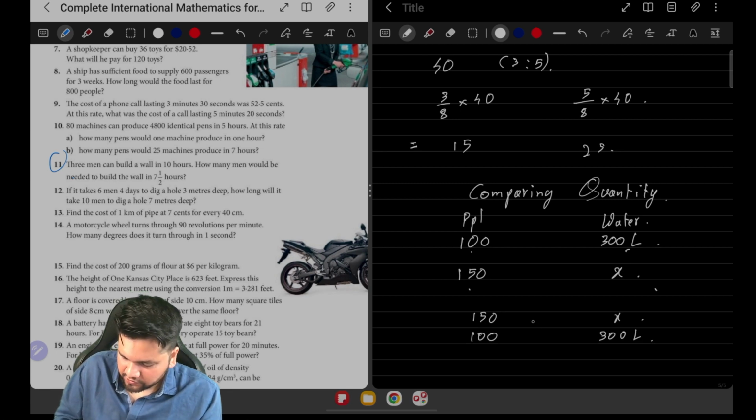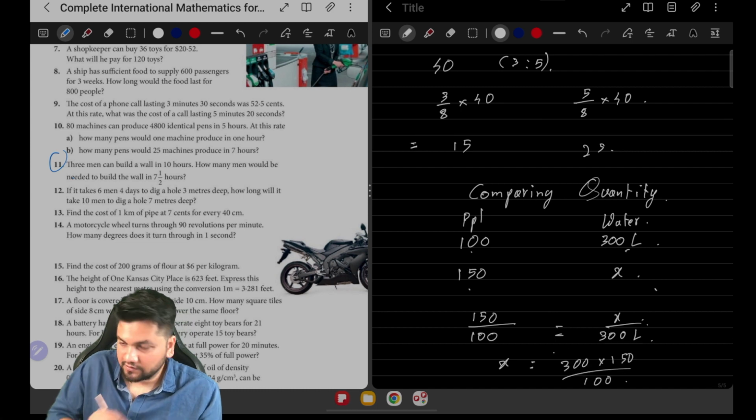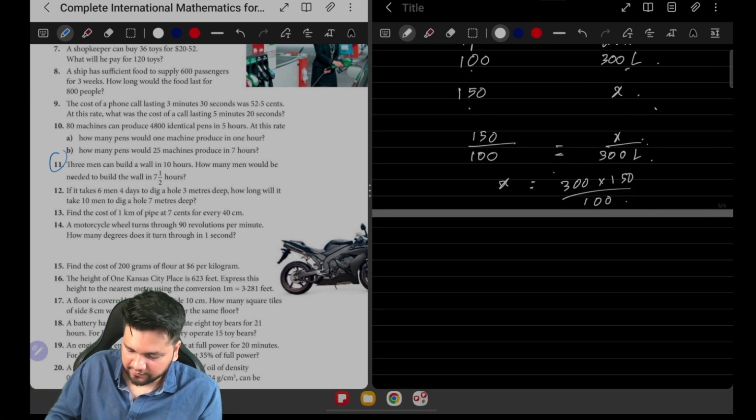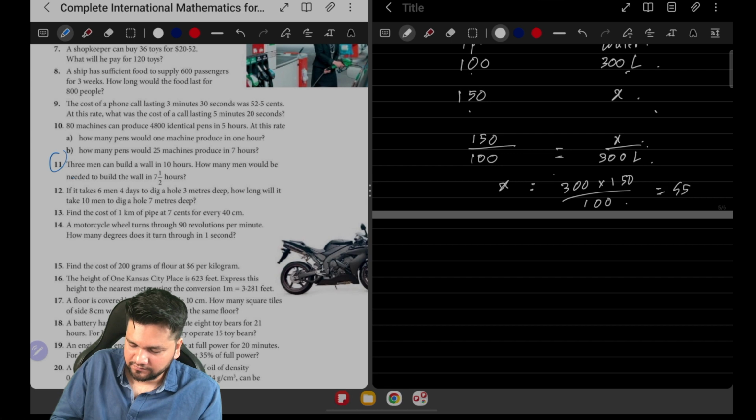So what we are going to do, we are just going to use this cross thing, or you can just write this is equal to this. So x would be what? x would be just, you multiply 300 that side, so it's going to be just 300 into 150 by 100. So this is direct relation, because if I increase the number of people, obviously the water intake will also increase, so that's going to be 450.